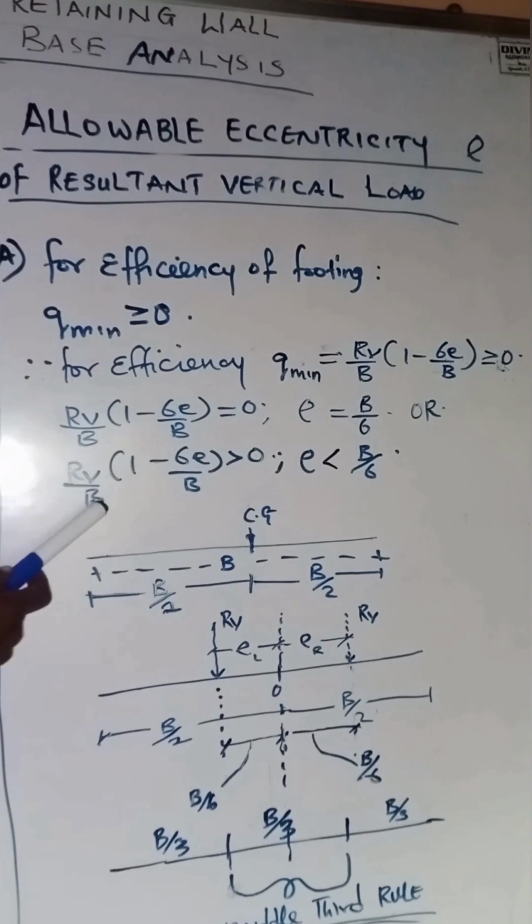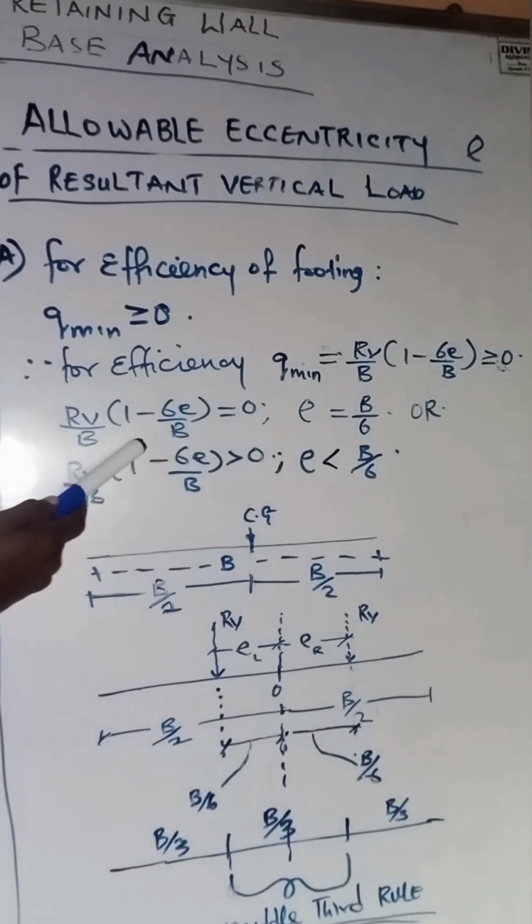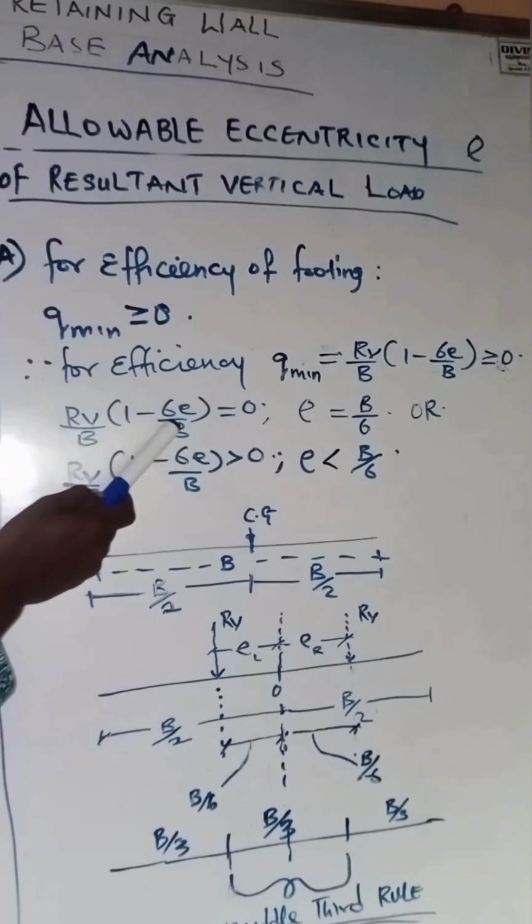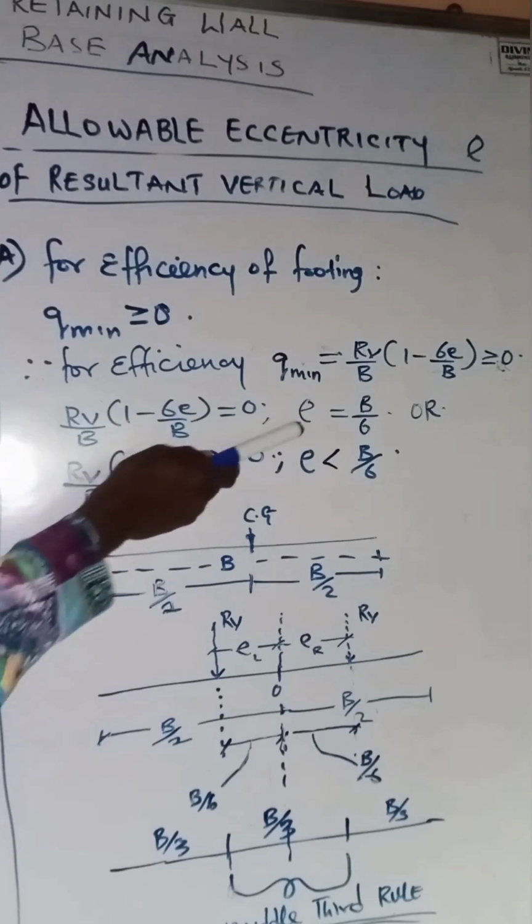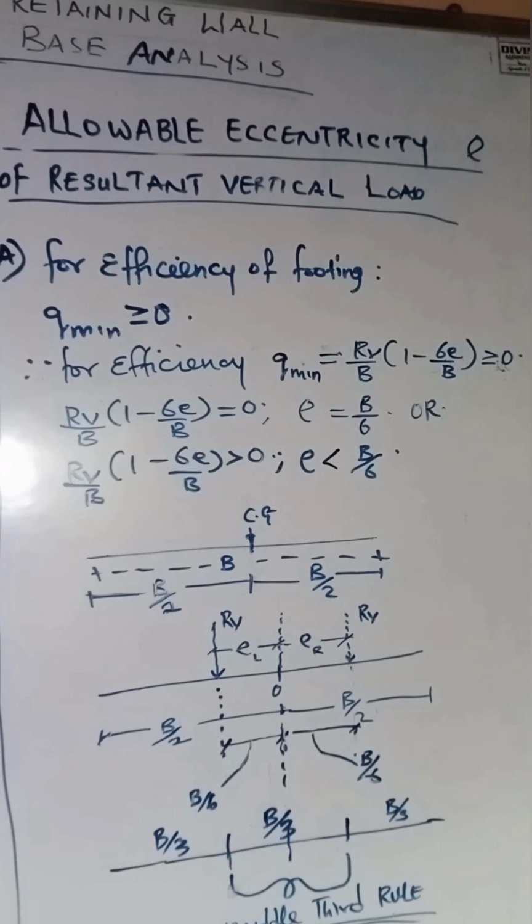So when we work that out mathematically, let's take the first scenario where we have this RV equal to 0. We'll have eccentricity equal to B over 6. And when we have RV greater than 0, we'll have eccentricity less than B over 6. Okay, now let's look at the base.